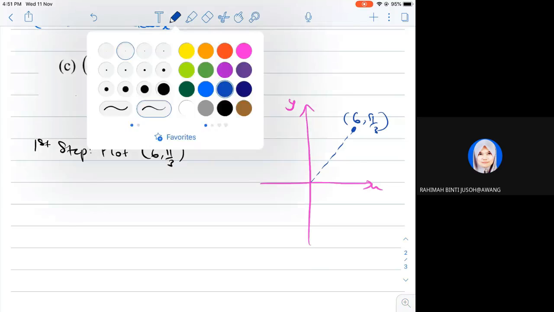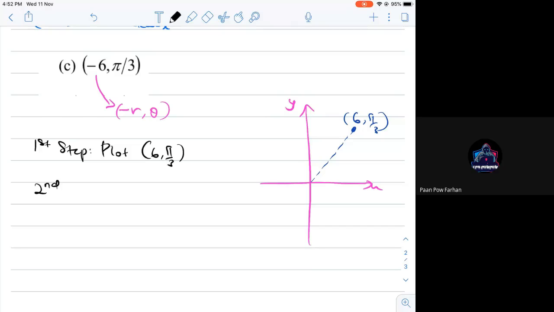Therefore, the second step you should reflect. Reflect. So where is the position? Third quadrant. Okay, well done. So it will be here. This is negative 6, pi over 3.